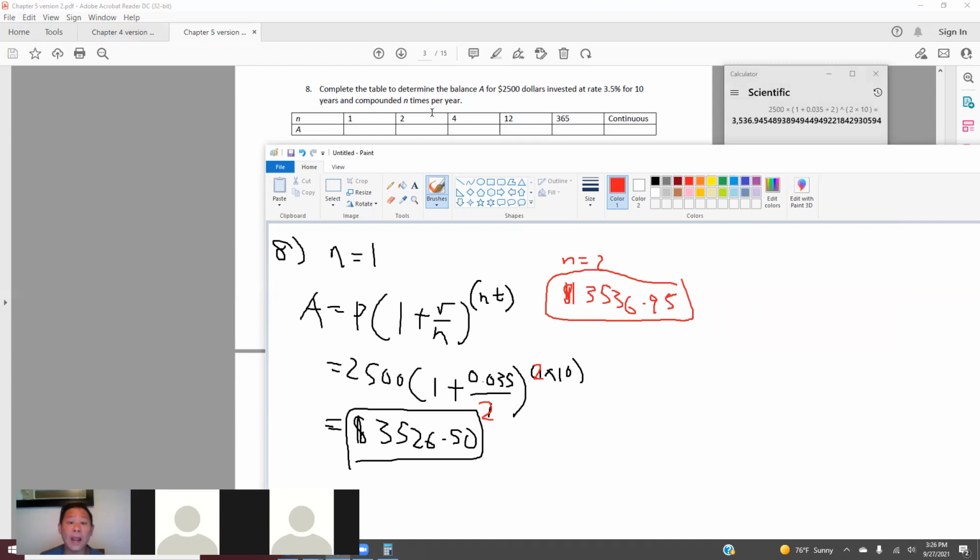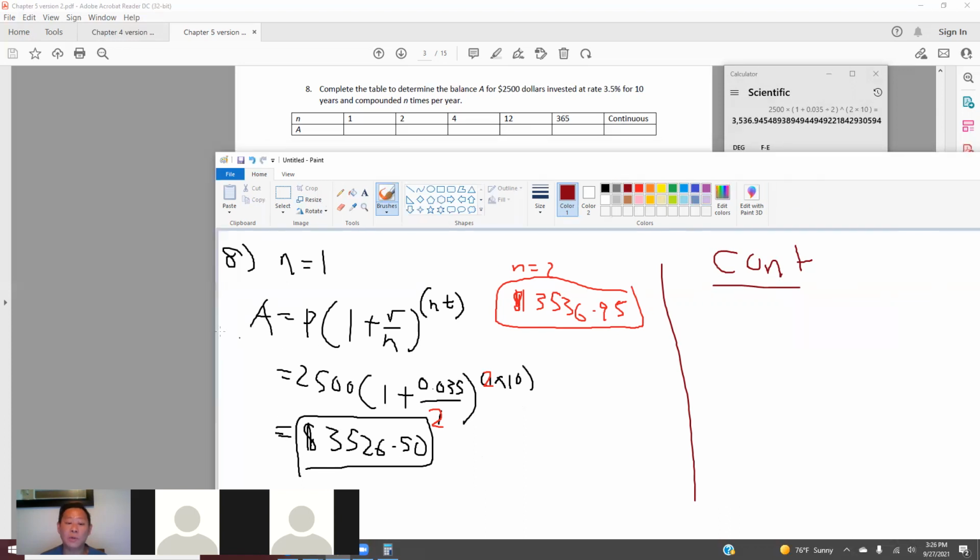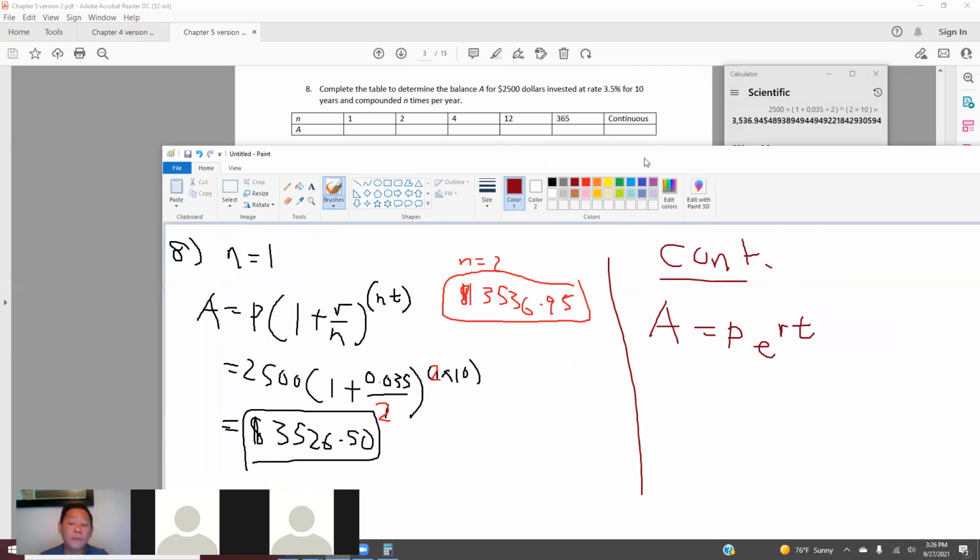You repeat the same for n is 4, n is 12, n is 365. Just do the same thing, just replace your n with all these numbers. But what happens when they ask you for continuous? This is the last part. For the continuous, we do not use this formula anymore. For the continuous, you use PERT, P-E-R-T. So it's going to be a natural exponent here. You use that e. P is your principal, which is $2,500.